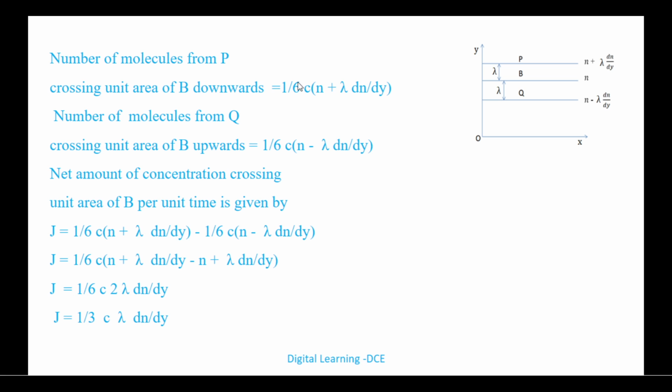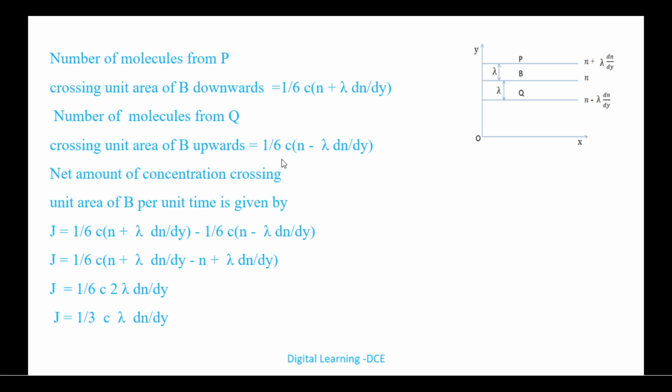This term represents the number of molecules of layer P crossing unit area of layer B in the downward direction in unit time. Similarly, the number of molecules from layer Q crossing unit area of B in the upward direction in unit time is equal to 1/6 C (n − λ dn/dy). This term represents the number of molecules from layer Q crossing unit area of layer B in the upward direction in unit time.